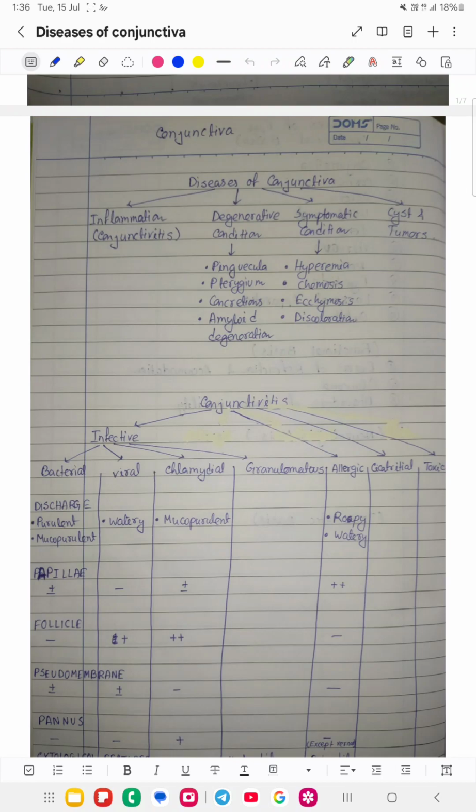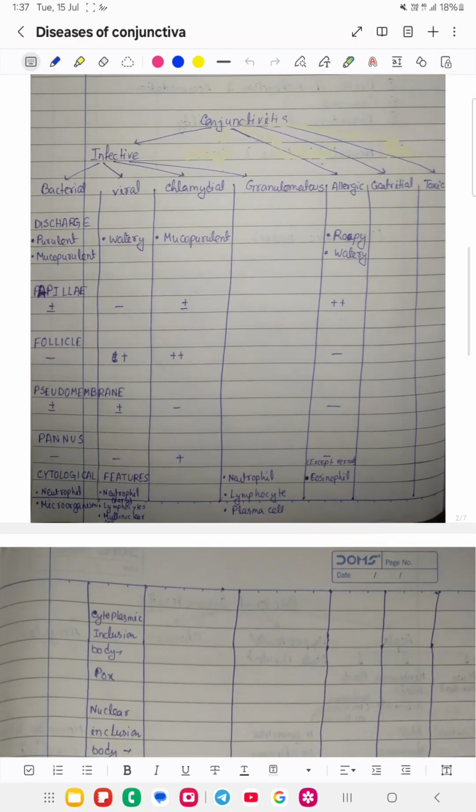Depending upon the diseases of conjunctiva, there are a total of 4 categories. One is inflammation. Inflammation of conjunctiva is known as conjunctivitis. Now, degenerative conditions of the conjunctiva can be pinguecula, pterygium, concretions, amyloid degeneration. Now, symptomatic conditions like hyperemia, chemosis, ecchymosis, and discoloration. Now, lastly, cyst and tumors. Today, our main focus will be conjunctivitis.